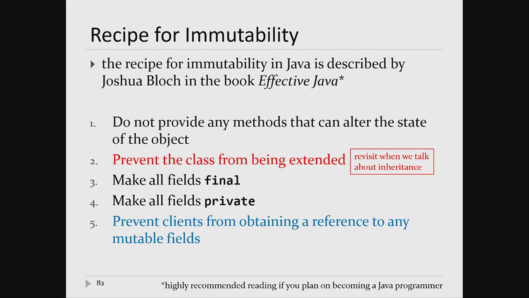if your immutable object happens to have mutable fields, you have to make sure nobody gets a reference to one of those mutable fields. So this is the other place that you have to worry about composition. You're making an immutable object, but one of your fields happens to be mutable. Whatever you do, you cannot hand out a reference to that field. Otherwise, your class is no longer immutable.